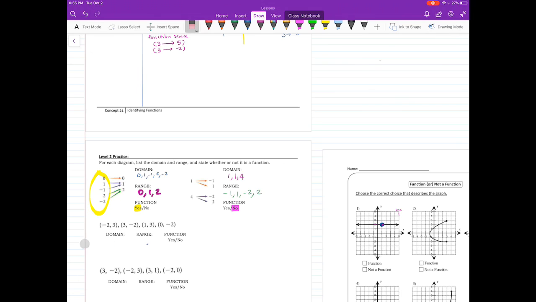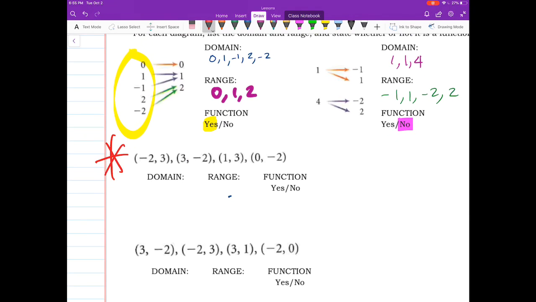All right, interim right here. Never repeat your x's. Domain, domain, domain. What's your domain? -2, 3, 1, 0. Is this a function? Yes. Range, 3, -2, 3, -2. There we go.